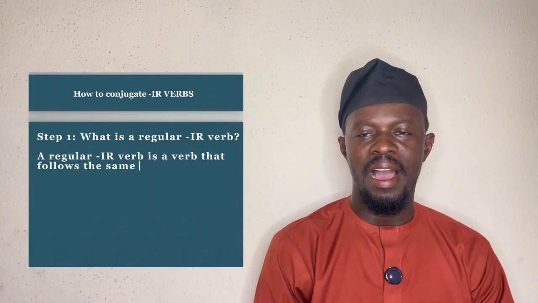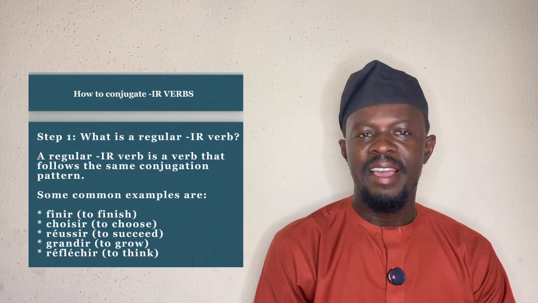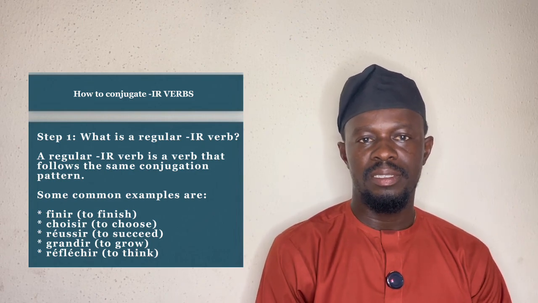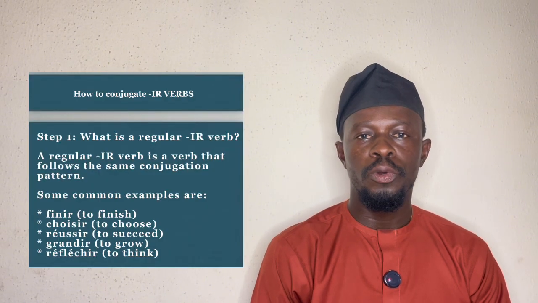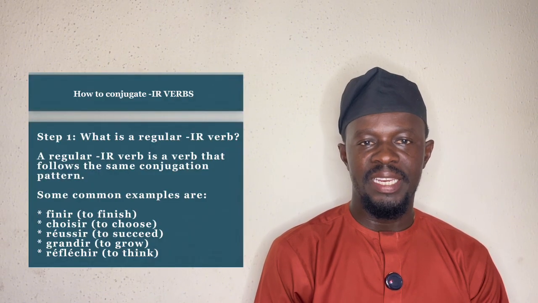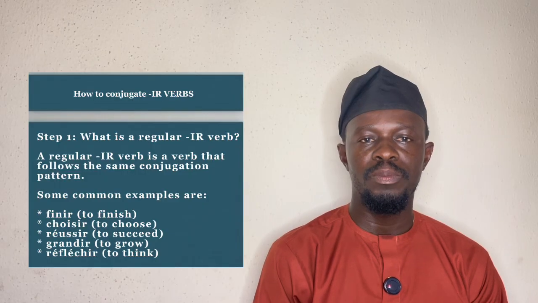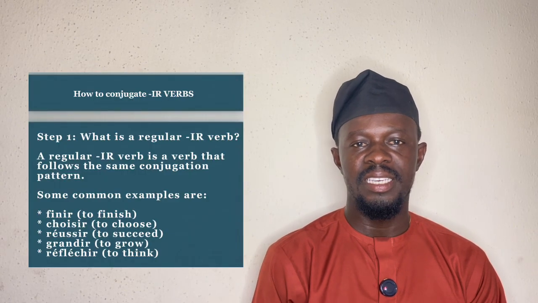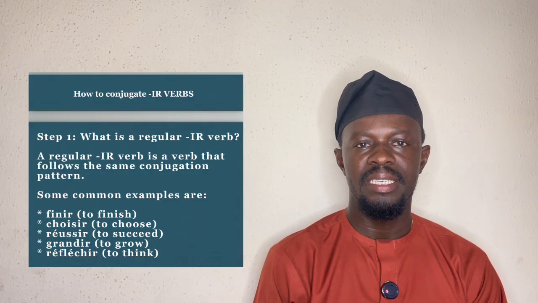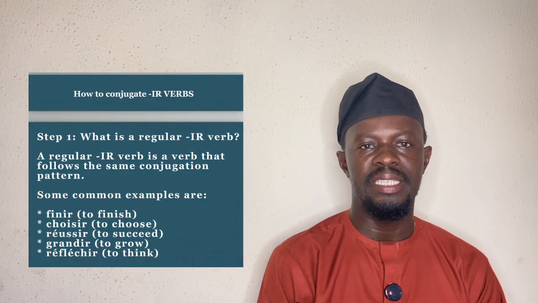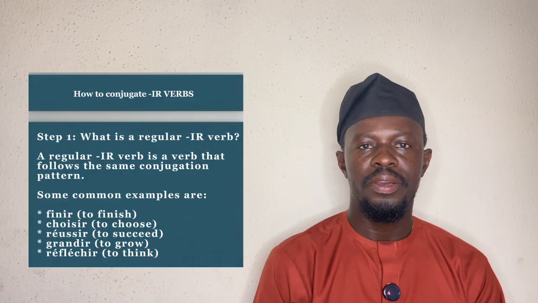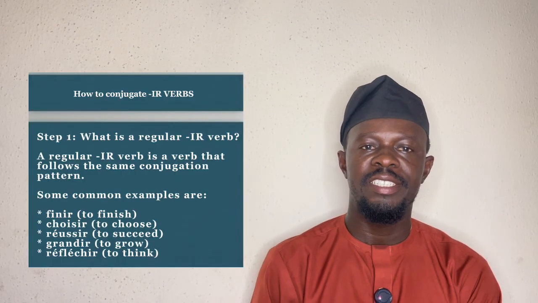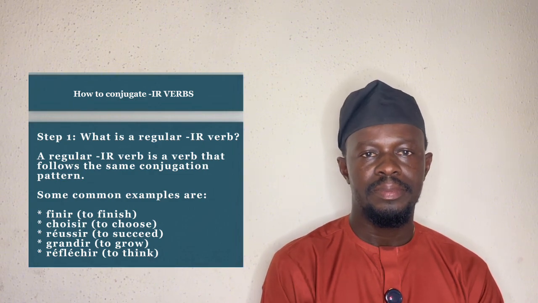What is a regular IR verb in French? A regular IR verb is a verb that follows the same conjugation pattern. Now, here are some common examples. We have finir, which means to finish. Choisir, to choose. Réussir, to succeed.